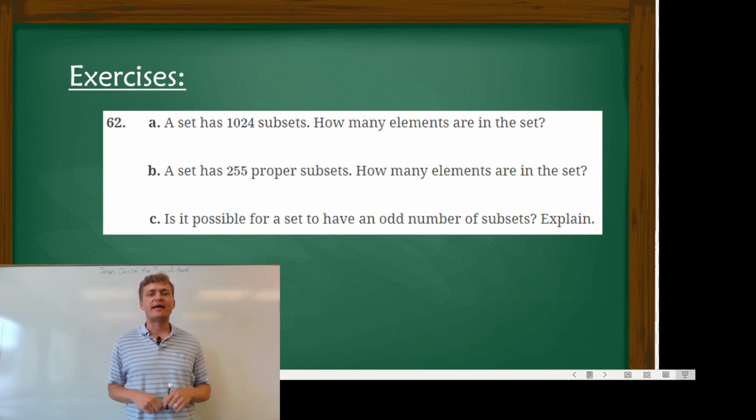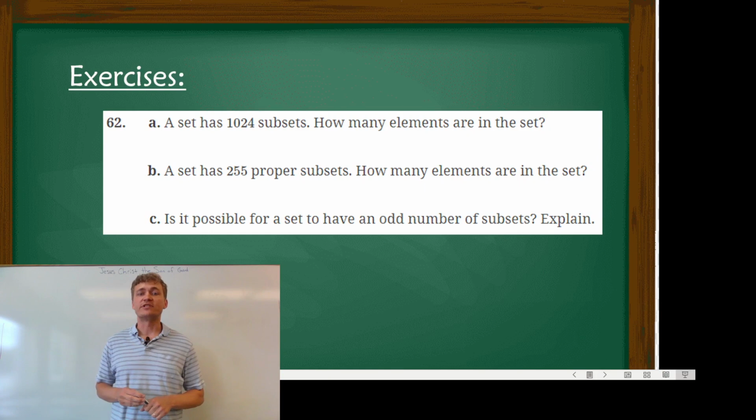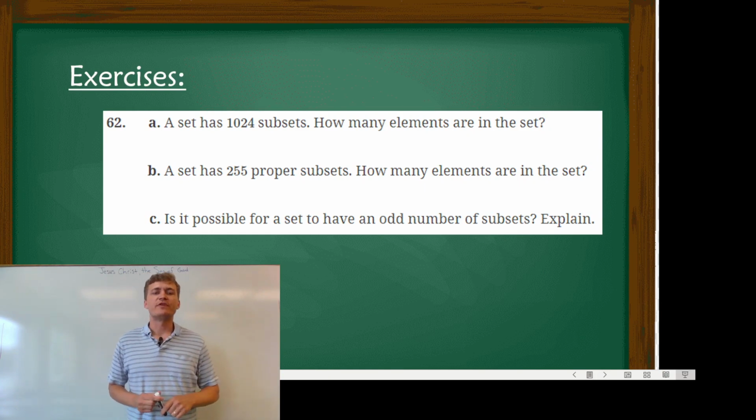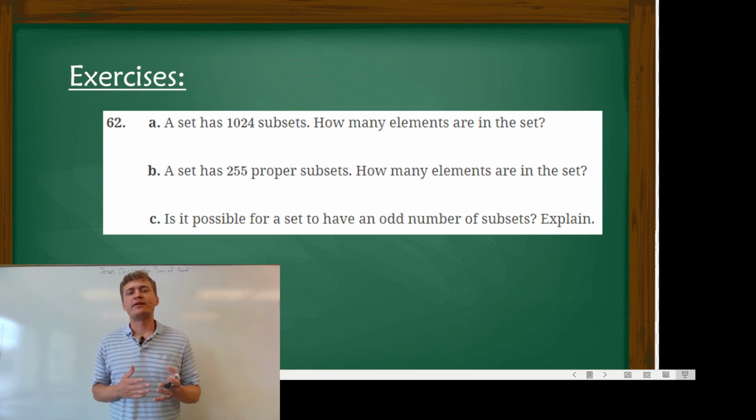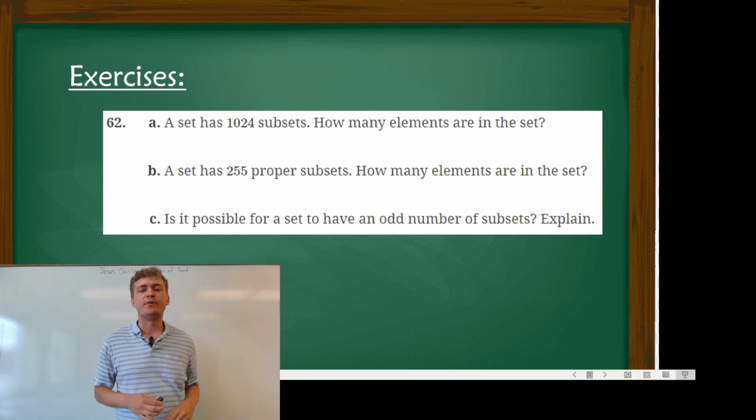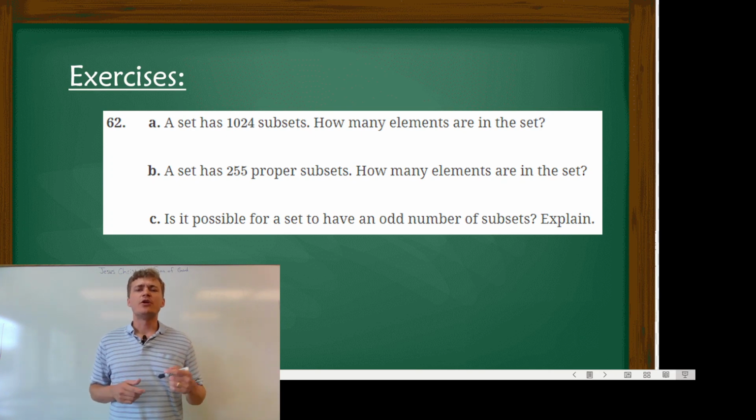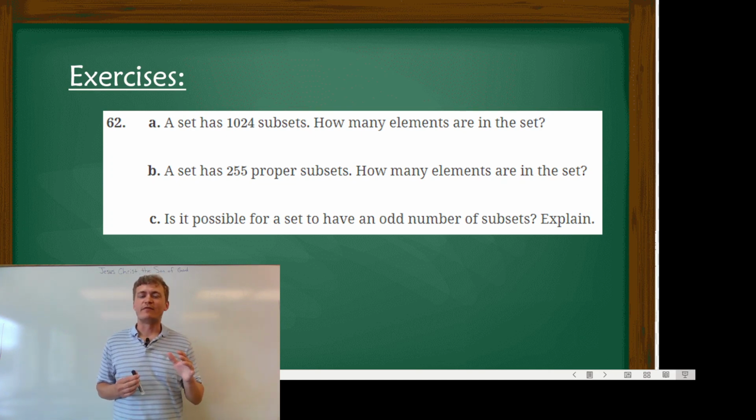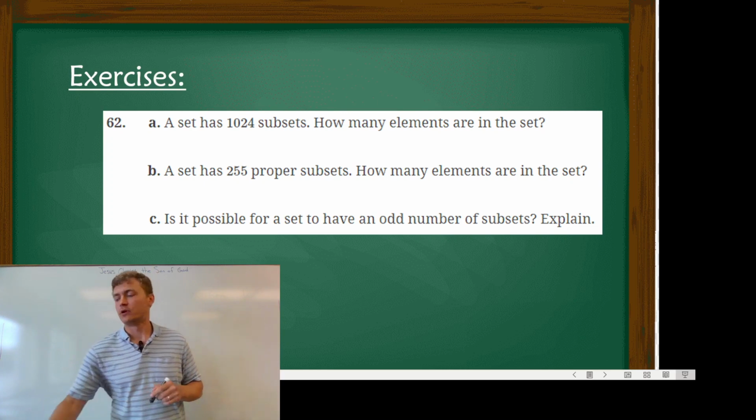Taking some examples here from our text exercises, I look at number 62. It says here a set has 1,024 subsets. How many different elements are in the set? Similar to the previous example, we're trying to determine what that exponent is. What is the number of elements that gives us the outcome of 1,024? So here we're going to play with our formula 2 to the n power. By plugging in some exponents, we're going to try to determine our value for n, therefore how many elements.